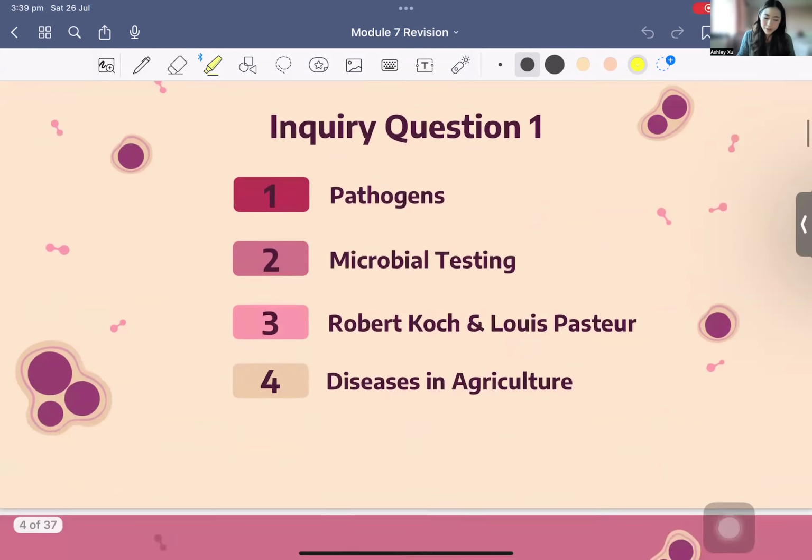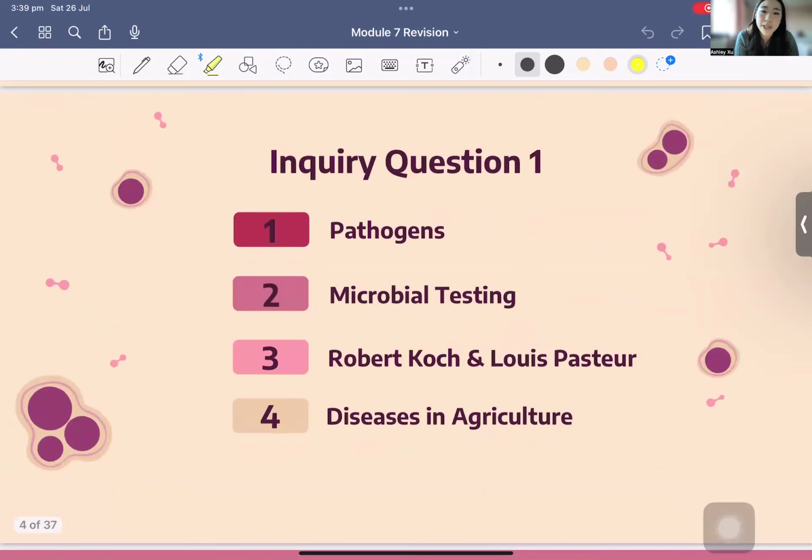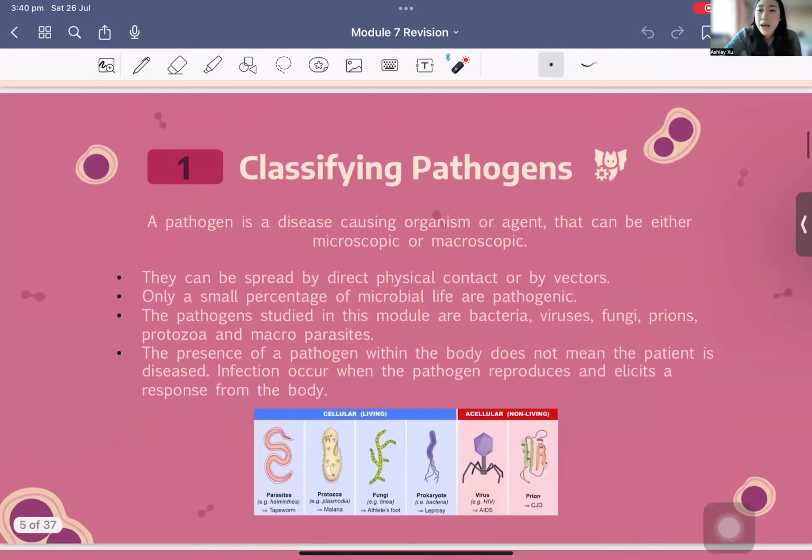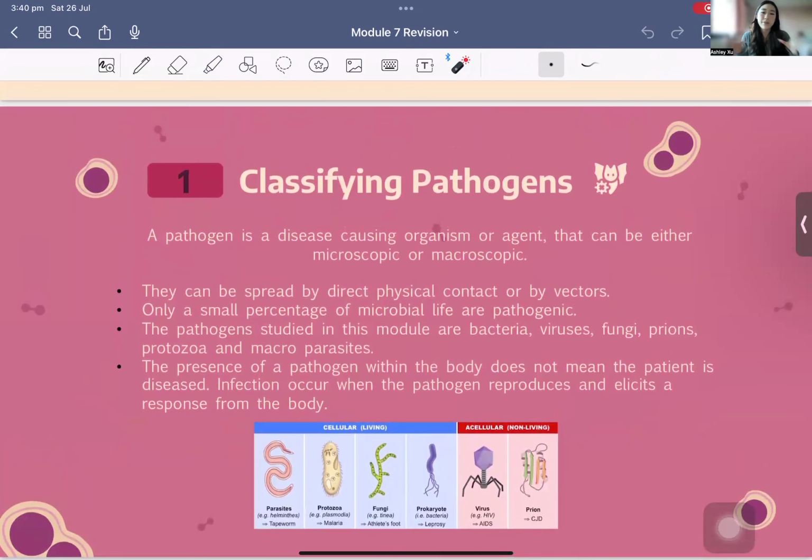All right, first of all, inquiry question 1 delves into the pathogens. We look at a small experiment, which is microbial testing, which you should have done at school. Robert Koch and Louis Pasteur, and also some diseases in agriculture. You are required to remember one animal and one plant disease, so definitely commit that to memory. First of all, pathogens. You have to know how to differentiate the different types of pathogens. Okay, virus, prions, fungi, protozoas, and macroparasites are the pathogens that I do want you to remember.